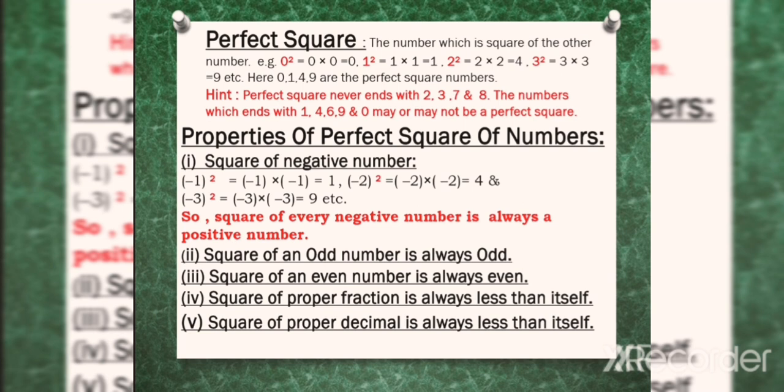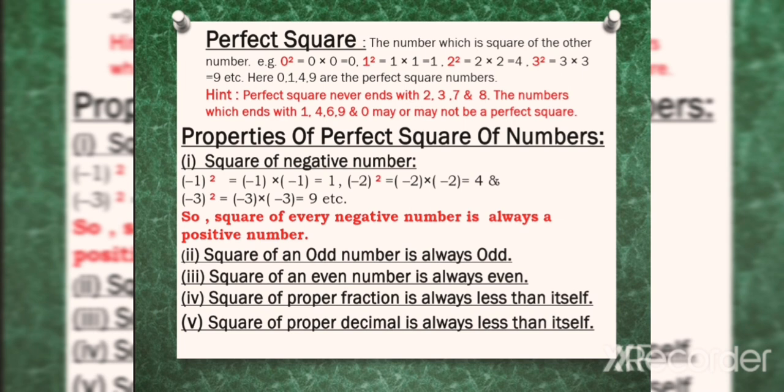There is a hint for us to remember: a perfect square never ends with 2, 3, 7 and 8. If I give you a number ending in 2, 3, 7 or 8, definitely that number is never going to be a perfect square. For the rest, if the ending digit is 1, 4, 6, 0 or 5, then the number may or may not be a perfect square. Sometimes the number will be a perfect square and sometimes it will not.